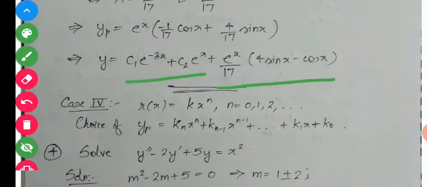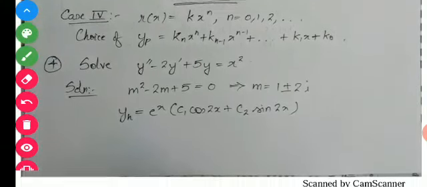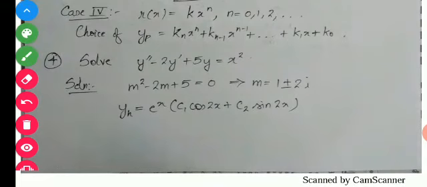Now we will move on to the next case. The next case is, suppose your right hand side is a polynomial. It can be something like kx raised to n, or any sums of terms like that, a polynomial like x square plus x, anything of that sort. In that case, if your right hand side is kx raised to n, then your choice of yp will be kn x raised to n plus kn minus 1 x raised to n minus 1 plus etc.